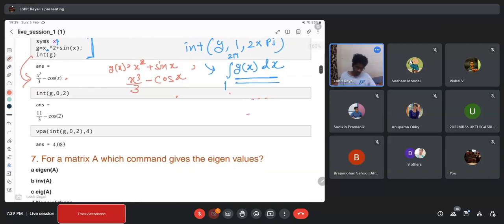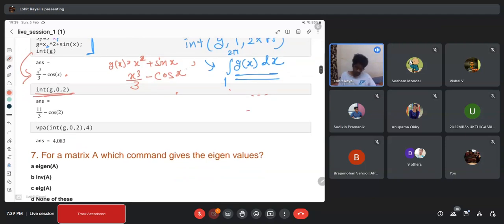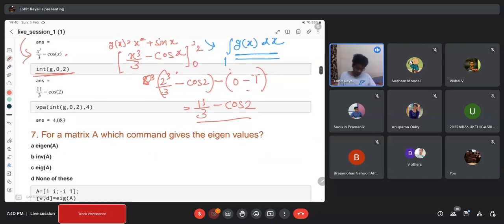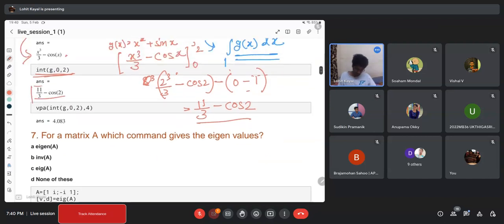Now I am using definite integration. I am using the limit 0 to 2. If I put 0 to 2 over here, it will be 2 cubed by 3 minus cosine of 2, minus 0 minus 1. So finally the result will be 11 by 3 minus cosine of 2. Right? Now you see that MATLAB is giving the same thing.